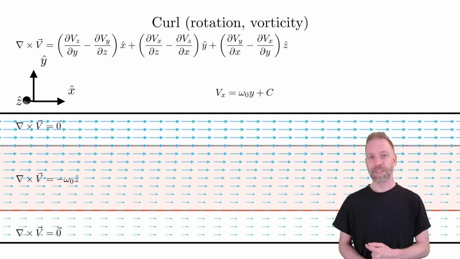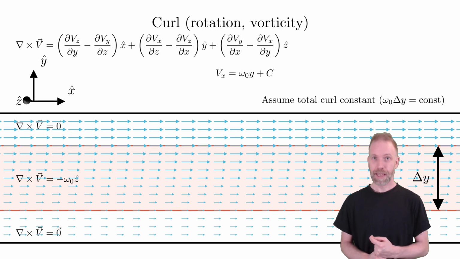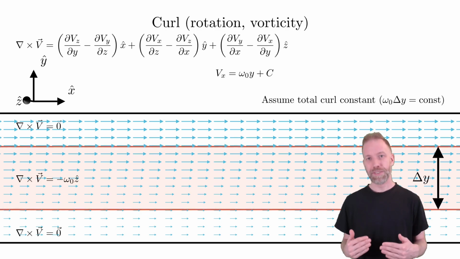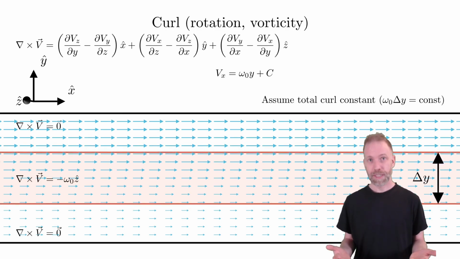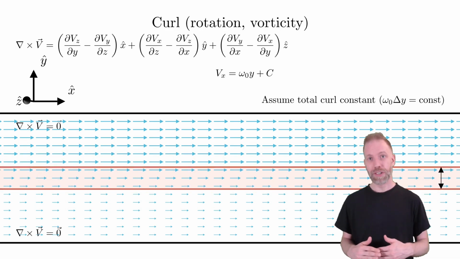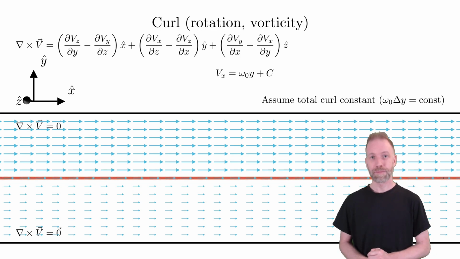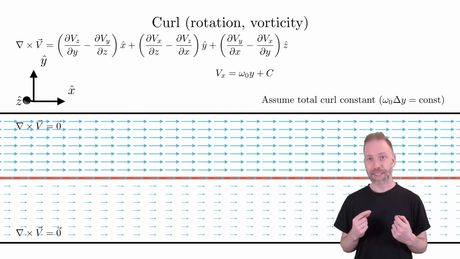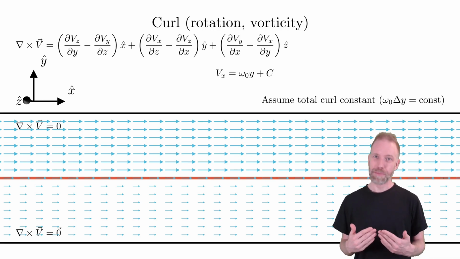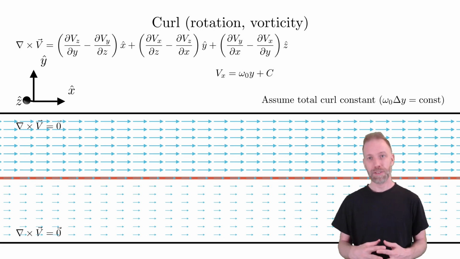Now, call the height of the curl region delta y and assume that delta y times omega 0 is a constant. This means that the total curl is constant, and by changing delta y, we only change how large an area we distribute it on. With this assumption, if we change the value of delta y, we get a different velocity gradient in the curl region. But the difference in velocity between under the curl region and above the region stays the same, even when delta y goes to 0. This is what we would call a vortex sheet in fluid mechanics. It's mainly a mathematical approximation for a jump in flow velocity.